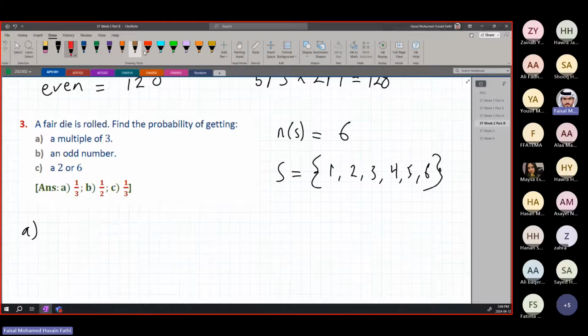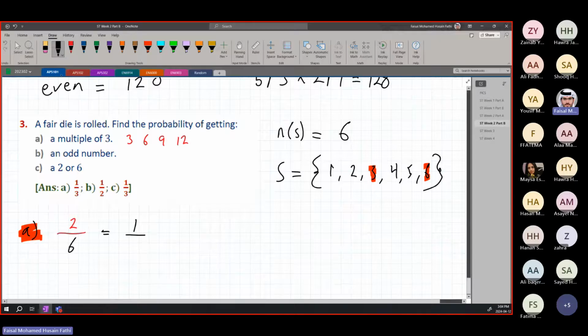What are the multiples of 3? So part A, multiple of 3. The multiples of 3 here are 3 and 6. Remember, multiples of 3 are basically 3, 6, 9, 12. When you're multiplying 3 by 1, you get 3. 3 by 2, you get 6. 3 by 3 is 9. Or in other words, adding plus 3, plus 3, plus 3. These are the multiples of 3. So we have 2 numbers here only. So the value is going to be 2 divided by, what's our total sample space? 6. Or in other words, if you simplify this, it's 1 over 3.